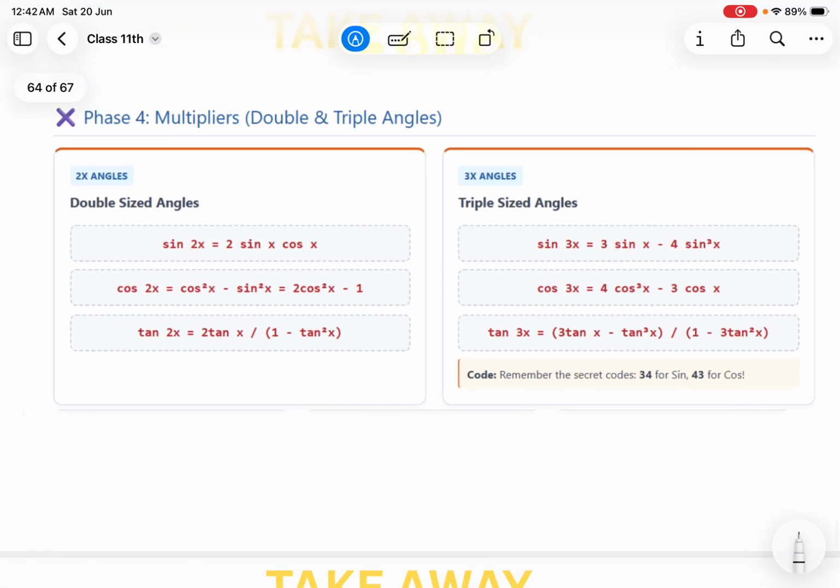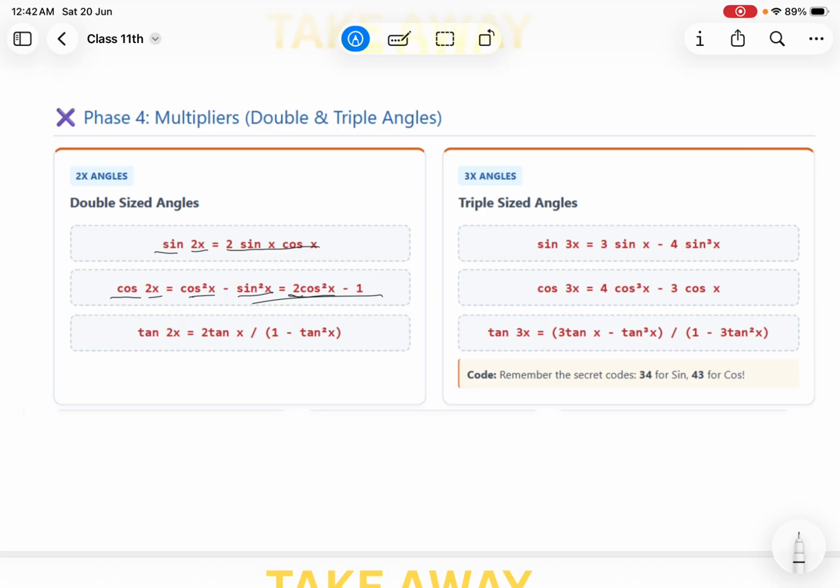Now the fourth thing, multiples, the double and triple angles. So here we have sin 2x equal to 2 sin x cos x, and cos 2x equal to cos square x minus sin square x, which is also equal to 2 cos square x minus 1. You can also prove this, and we have already proved that.